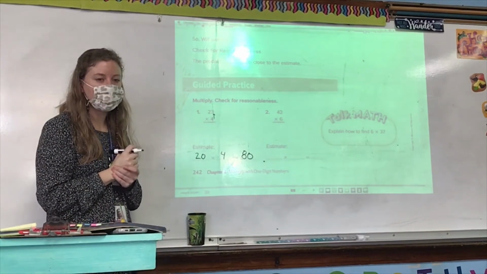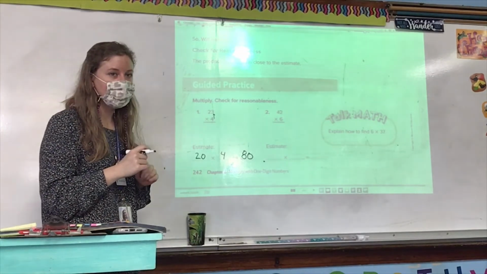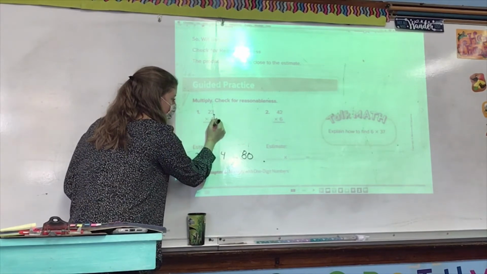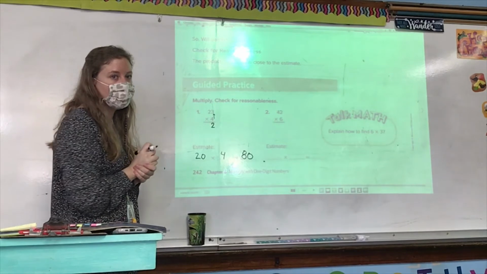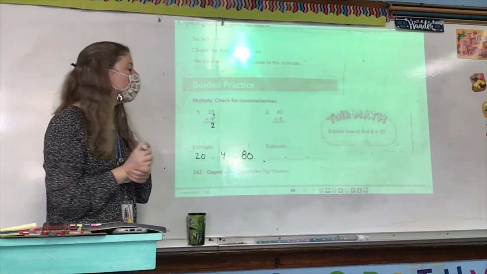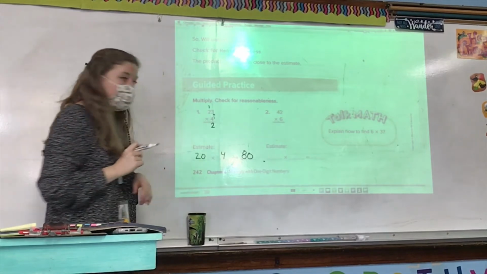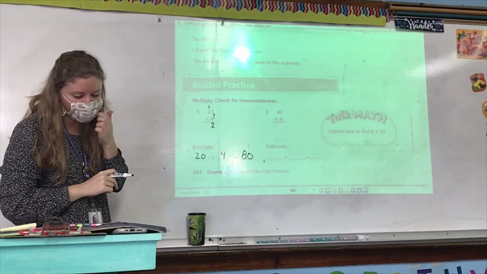Okay, Cullen, 3 times 4 is what? 12. Can we write 12 in the ones place? No. So which digit goes in the ones place? The 2. And what do we do with that 1 in the tens place? We regroup it. To where? The tens. We regroup it to the tens place. So we just did step 2, which was where we regrouped.